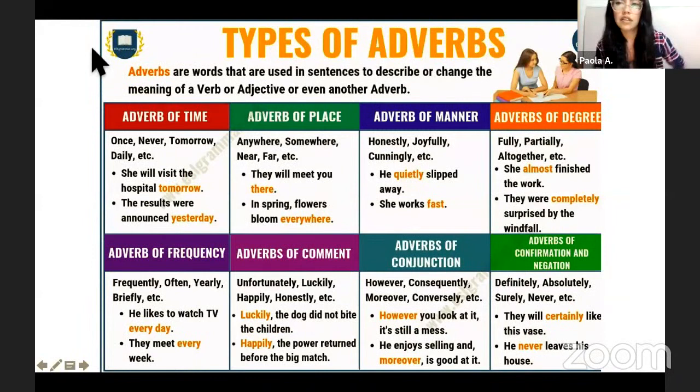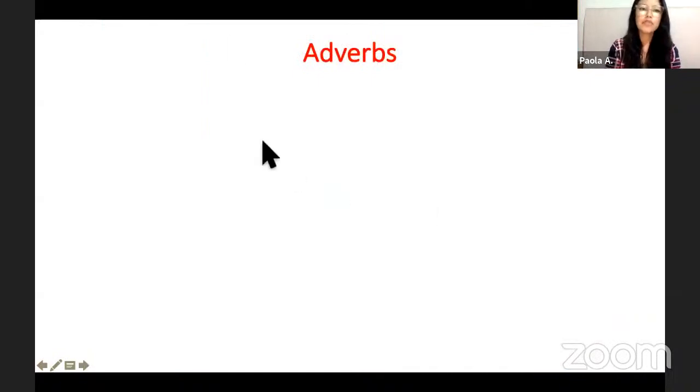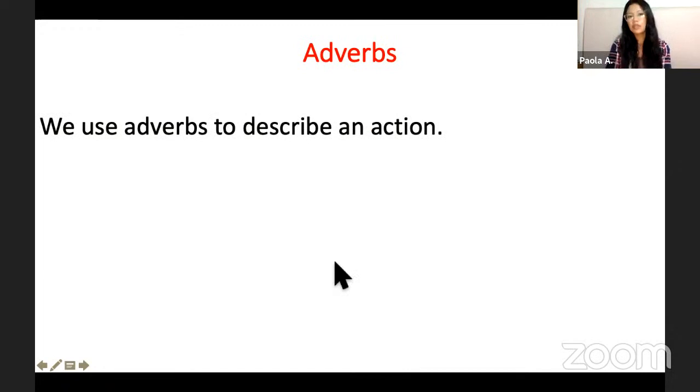As Fabian already mentioned, right? However, there are some exceptions, such as fast, no? Most of the words are going to have that ending, but not all of them. There are some exceptions. Okay, let's see a little bit more about adverbs and how do we use them? How do we form them? All right, so when do we use adverbs? To describe an action, like I mentioned before.